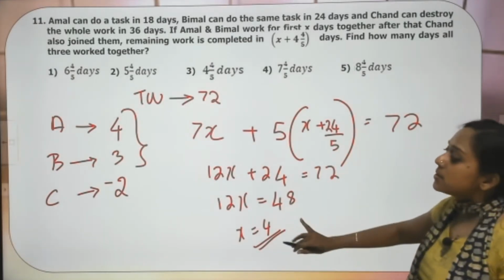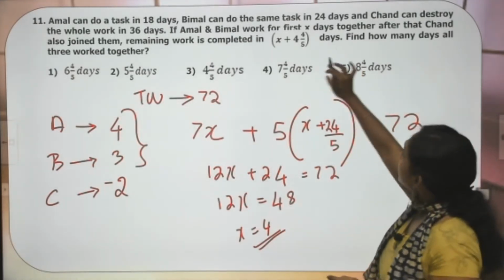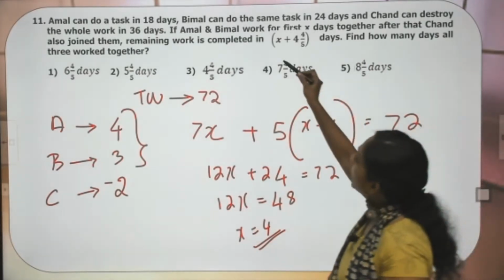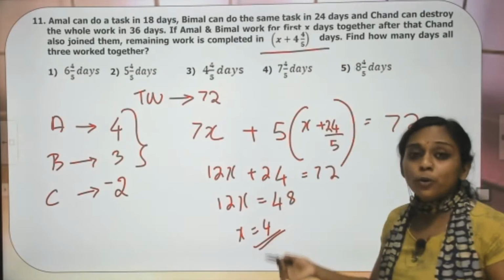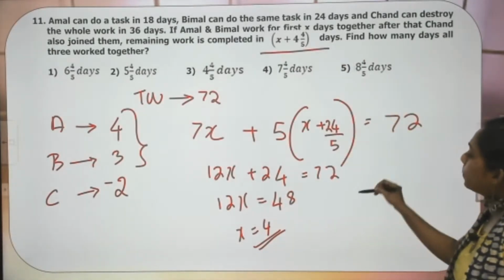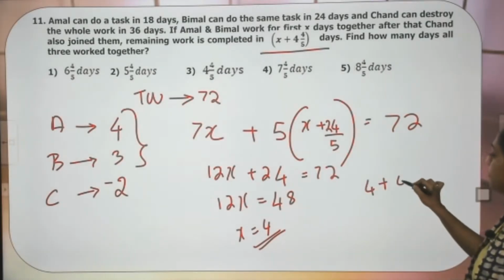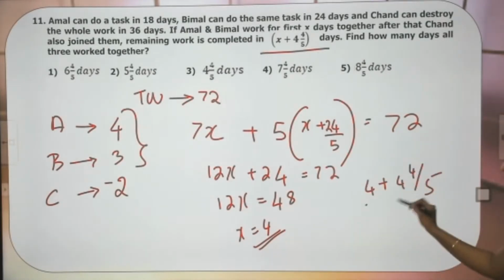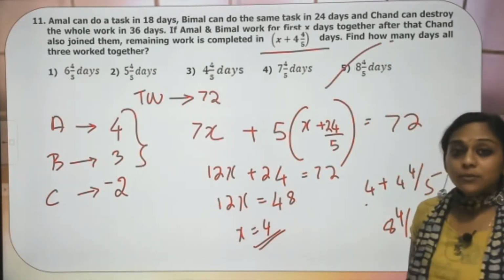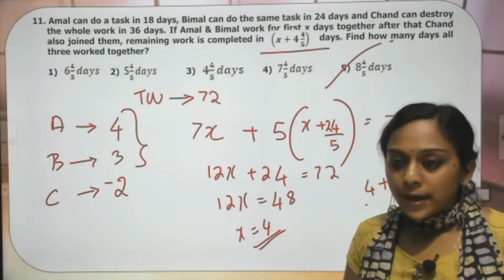Okay. If x is equal to 4, our question is to find how many days all three worked together. All three worked for x plus 4, 4 by 5 days. Okay. And that will be 4 plus 4, 4 by 5. What is 4 plus 4, 4 by 5? That is 8, 4 by 5 days. So that is option 5. So the answer is option 5.